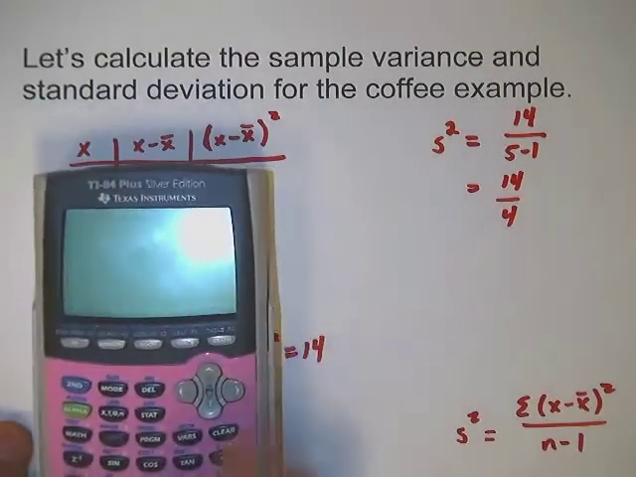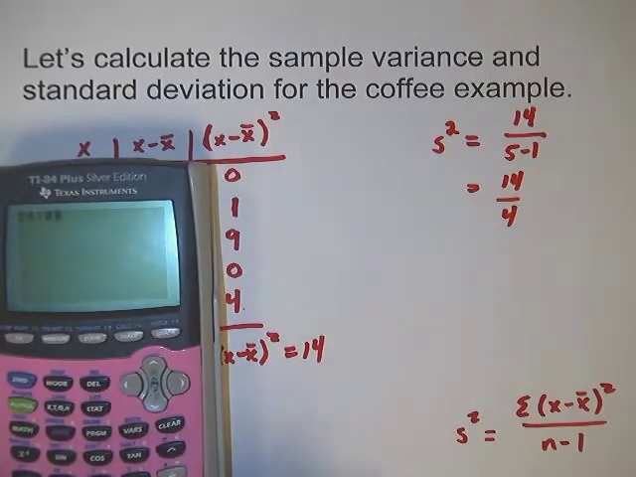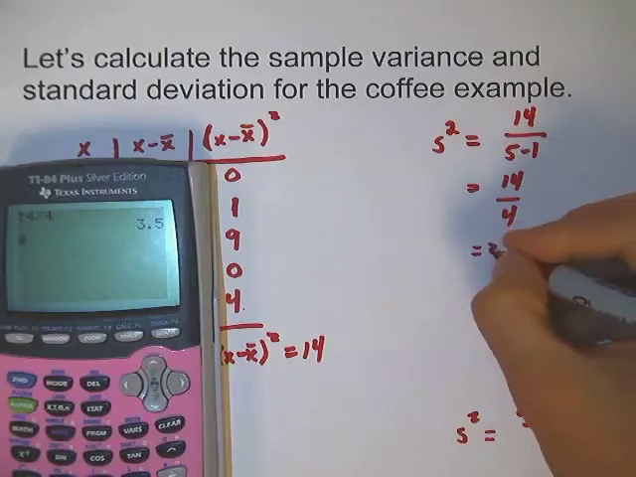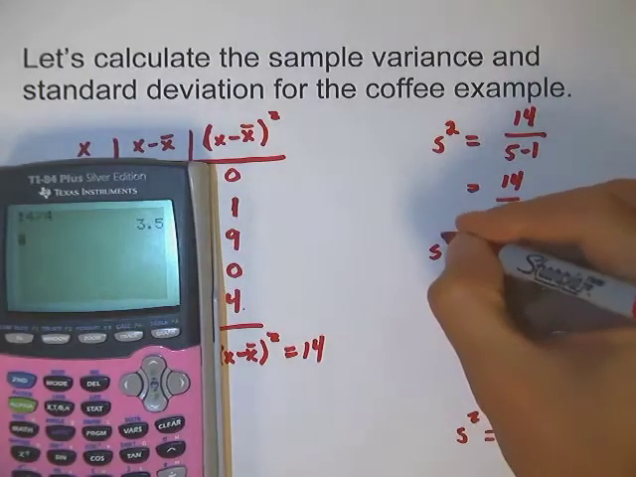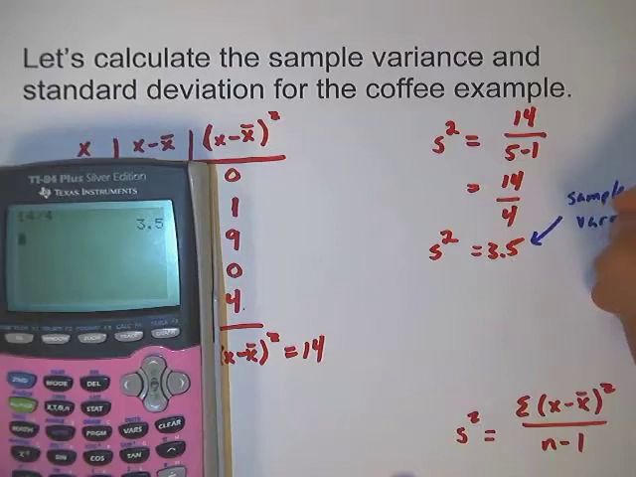Okay, so as a decimal, 14 divided by 4 ends up being 3.5. So this is your variance. Your variance is 3.5. Okay, so that's your sample variance.